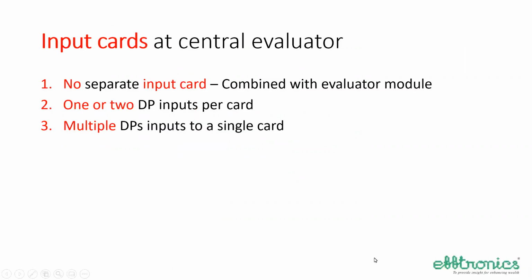Input cards at central evaluator. Do we require an input card? There are no separate input cards for some models, only completely combined with the evaluator module. They call it module, card, board, PCB, they're all the same. 1 or 2 DP inputs per card. There are input cards that take 1 or 2 detection points; the inputs, the counts that are coming from the field, are taken by this input card. And there are some which take multiple DP inputs. 8 DP inputs are taken by a single card. So no input card, 1 or 2 inputs and multiple inputs. 3 varieties of input cards.